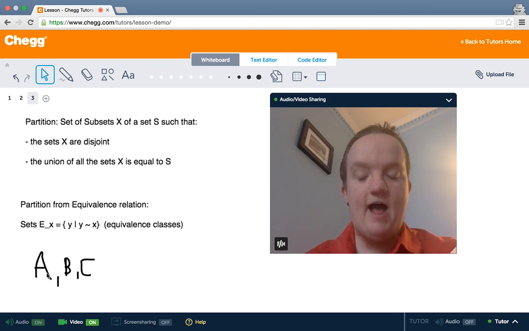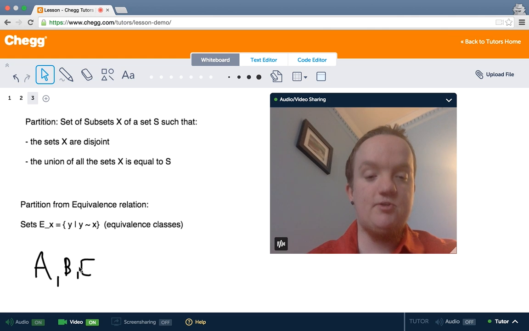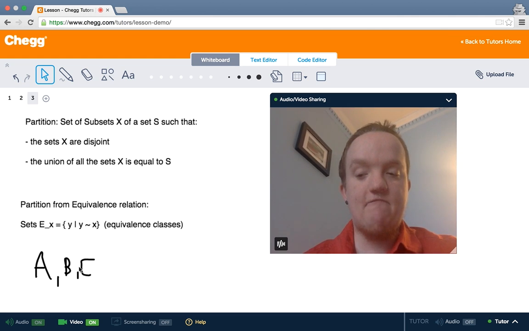So anything that has disjoint sets that together, taken the union of, form the whole set is a partition. That's how you get from an equivalence relation to a partition. You can also go the other way around and define an equivalence relation by x being related to y if they're in the same equivalence class. I'll leave it as an exercise to the viewer to prove that other direction.